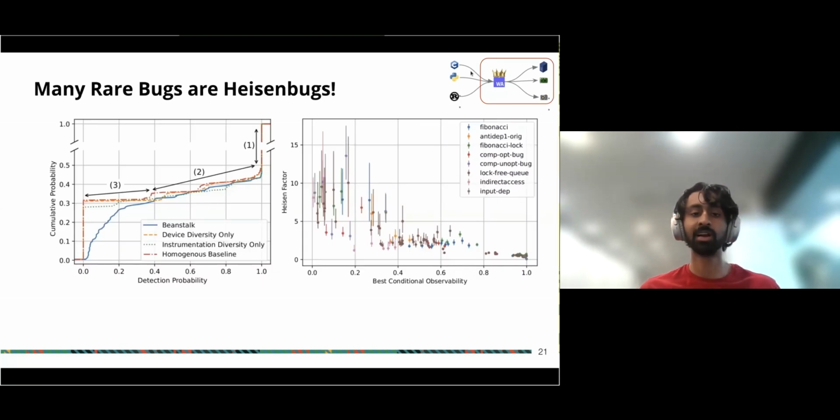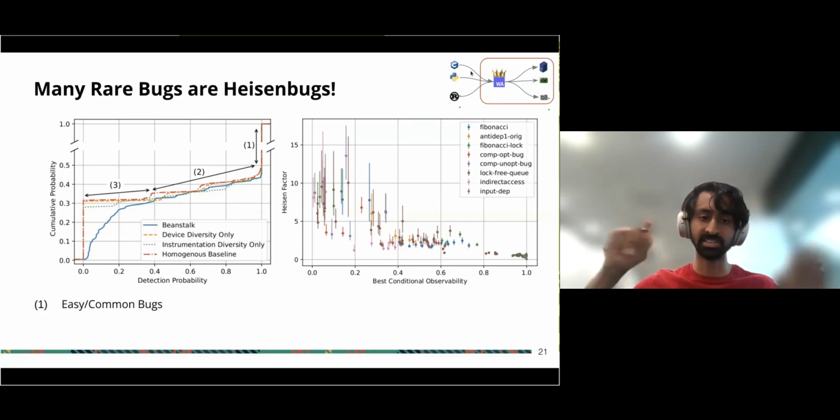And finally, what we actually see is that a lot of the rare bugs, that is the bugs that have low detectability, do end up being Heisenbugs. Sorry, I meant to say you often don't have Heisenbugs that are too common.